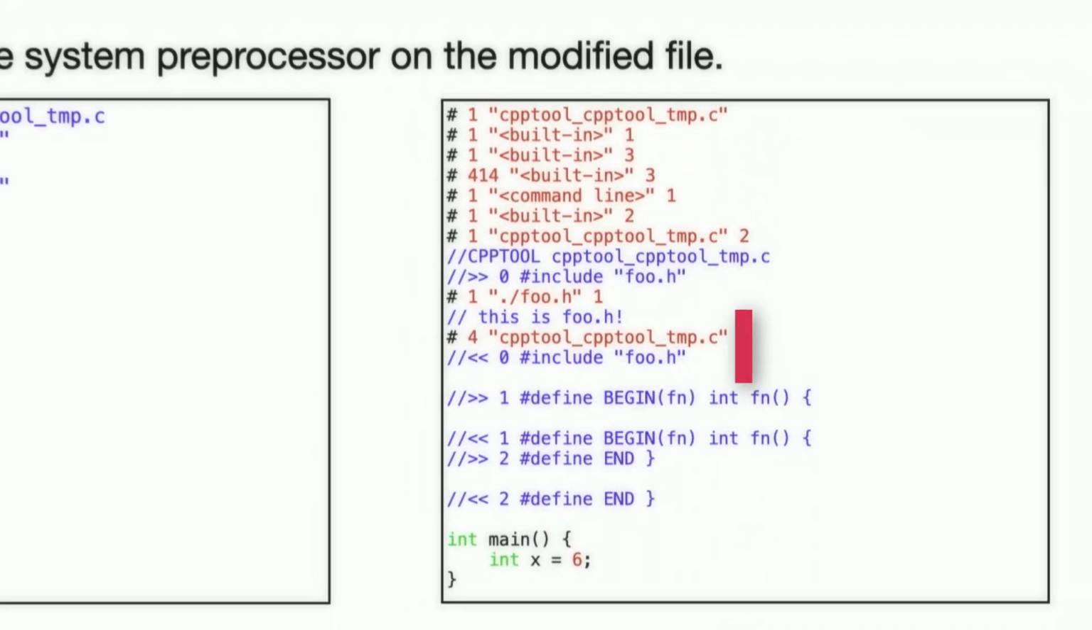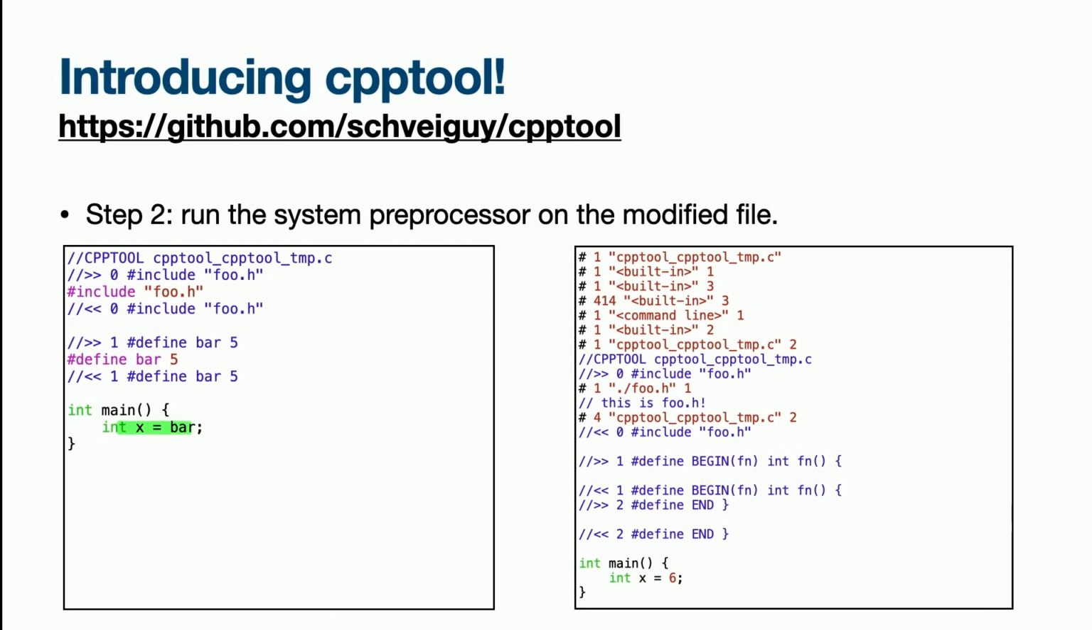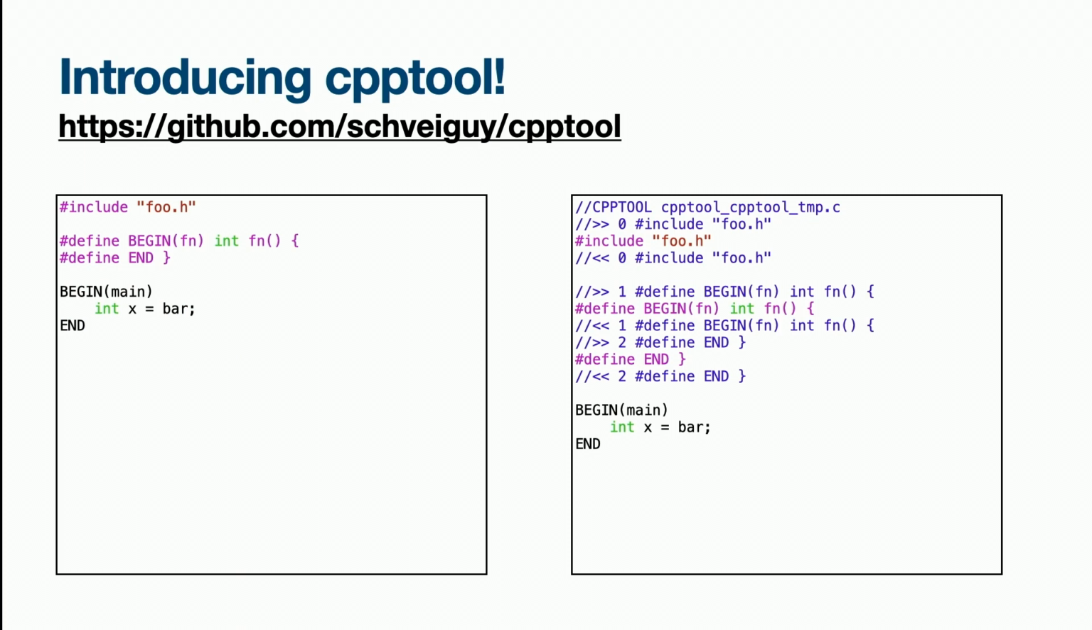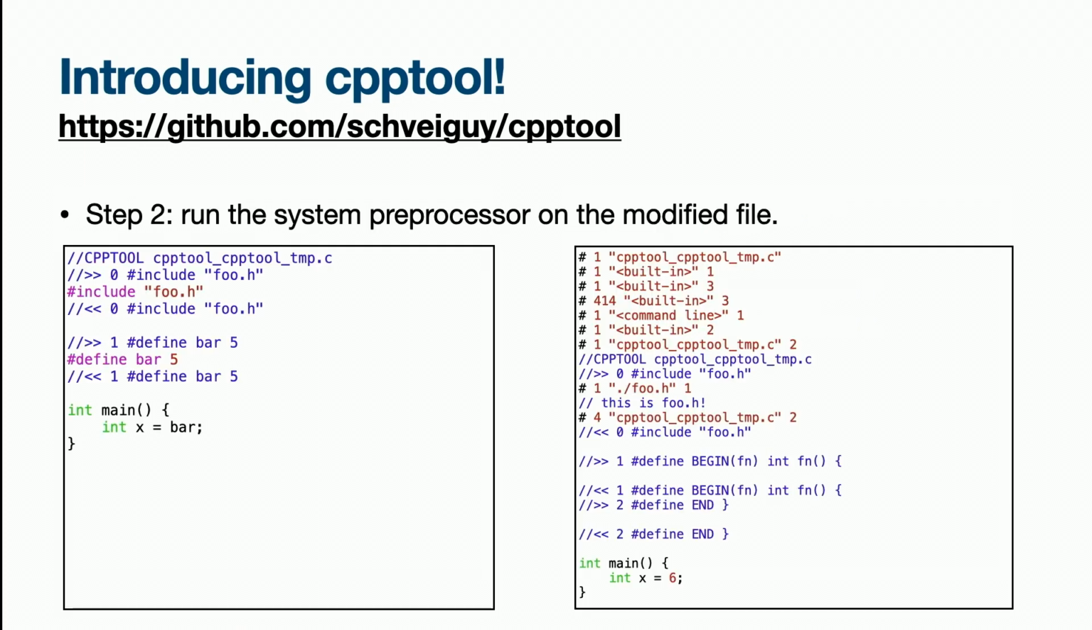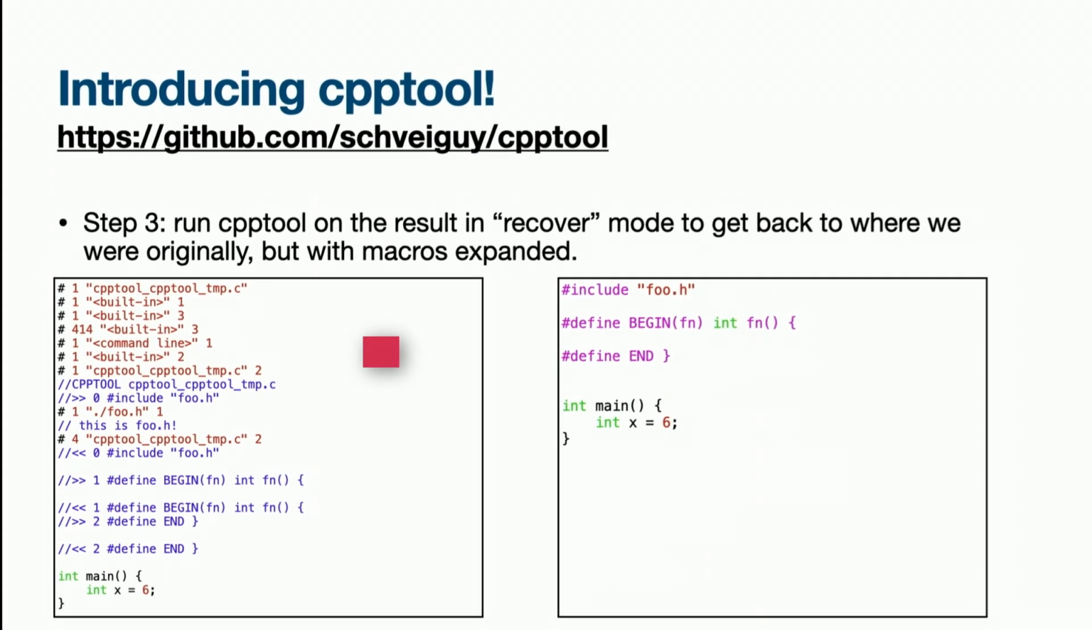The pound define was bar is 6. So remember over here we said int x equals bar. Now it says int x equals 6. And if you imagine this begin, main, end, now it turns into that. This is real C code. I can use this.